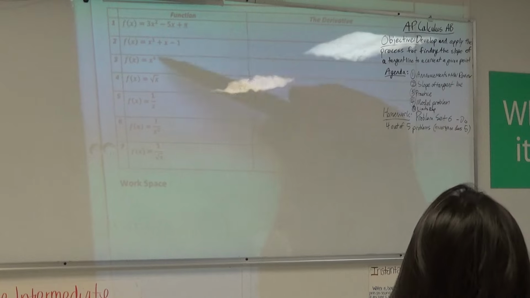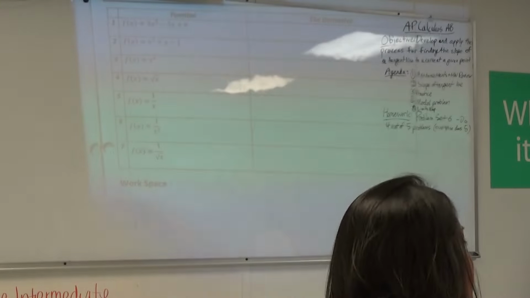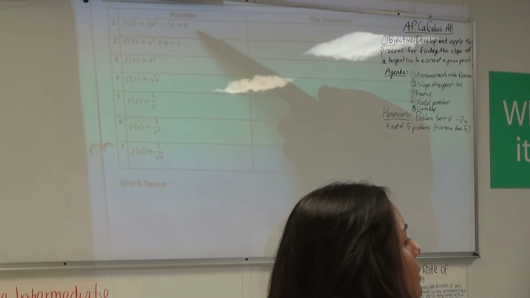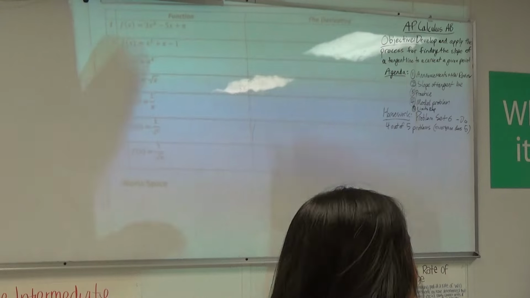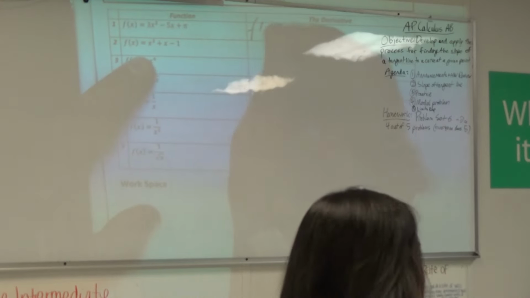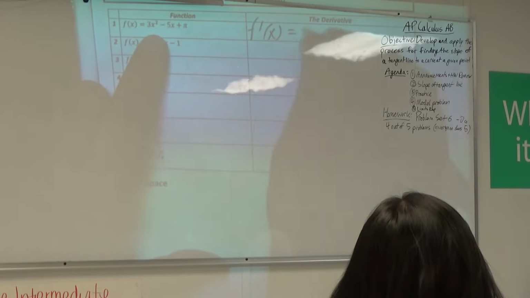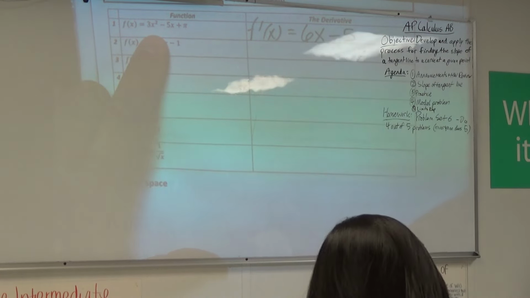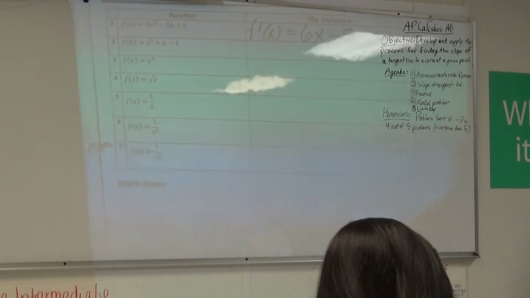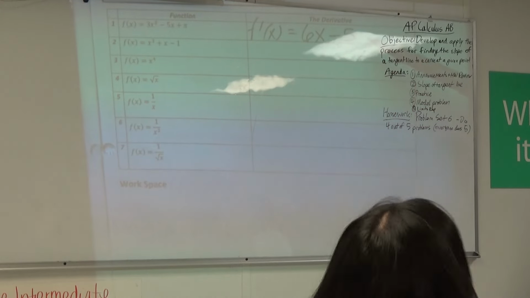Okay, first one, 3x squared minus 5x plus pi. Did anybody do this one? The first one? No, that's right, because I only had a couple people that picked number 2. Okay, number 1, the derivative should be that f prime of x is equal to 6x minus 5. Okay, I'm not going to tell you why yet.